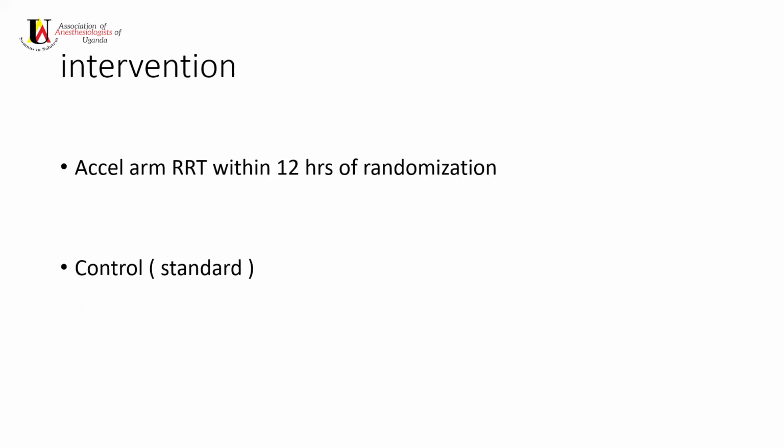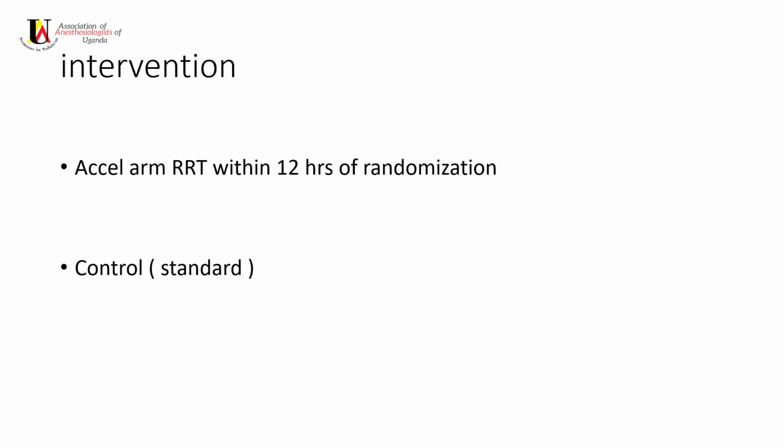So what happened was they had patients in the accelerated arm. Those ones would receive dialysis within 12 hours of admission. Then they had a standard arm, which was the control arm. In this standard arm, the clinicians at the site initiate the patient on dialysis within 72 hours, or when the patient developed one of the normal indications for dialysis of a patient with AKI.